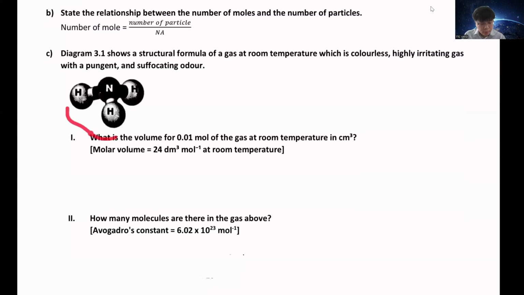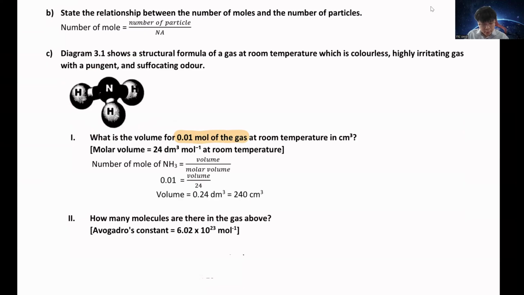So you can see this formula is actually ammonia. And then they ask what is the volume for 0.01 mole of this gas. So you can write now, number of mole of ammonia gas equals volume over molar volume. Molar volume is 24. You get the volume equals 0.24. But because they want cm cube, 1 dm cube equals 1000 cm cube. So 0.24 dm cube times 1000, you get 240 cm cube.